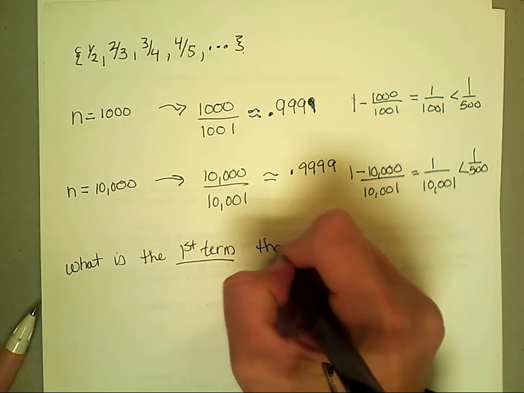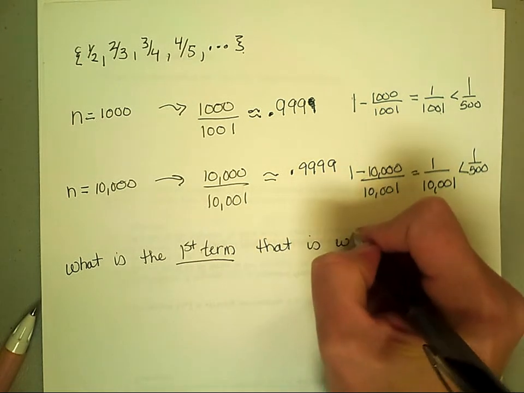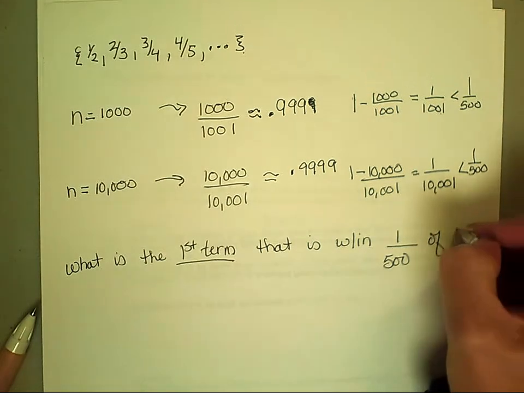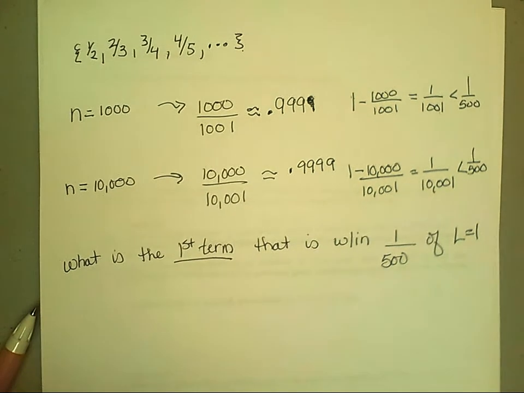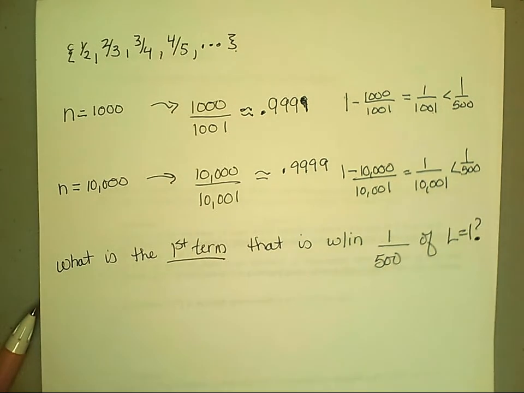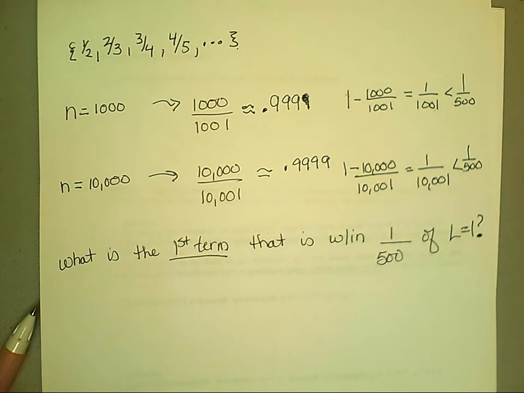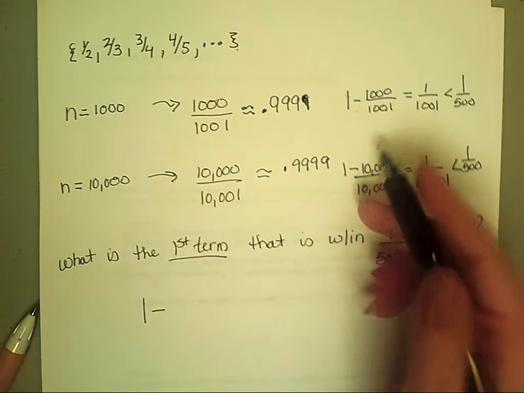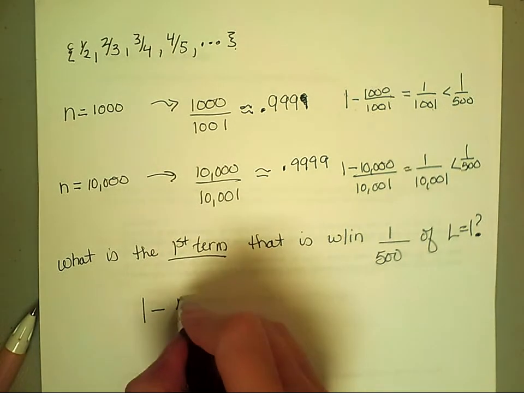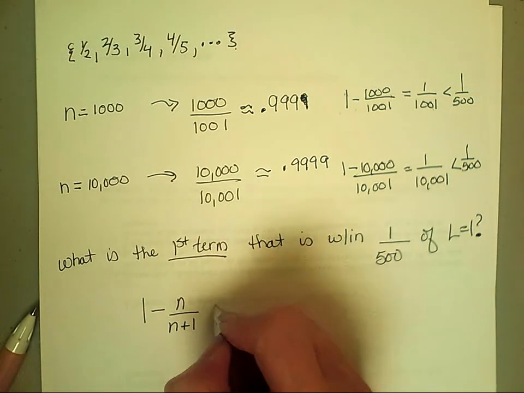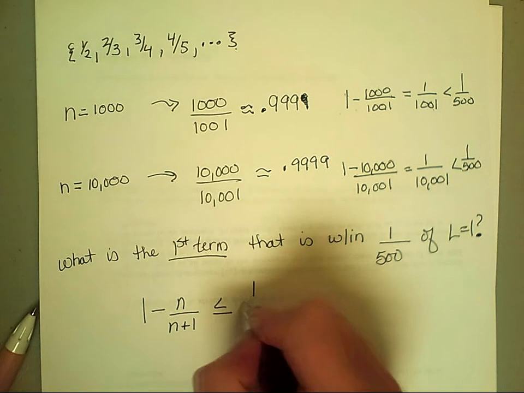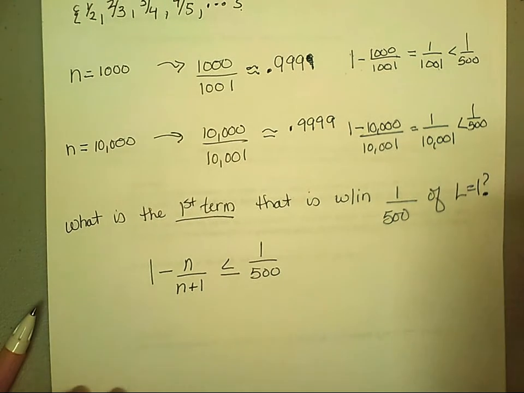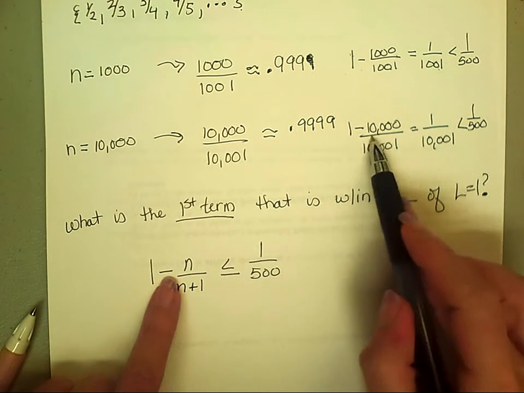First term, that is within 1 over 500 of L, the limit, which is equal to 1. What is that first term? Okay, well, what I did here is I made a comparison. I took the limit, and then I subtracted the term here. So let's just use the nth term, and we want to know where that's less than or equal to 1 over 500. Okay. So that's exactly what we accomplished here.